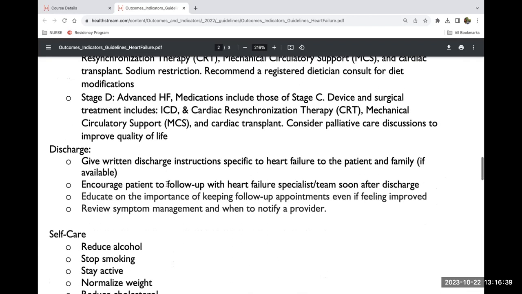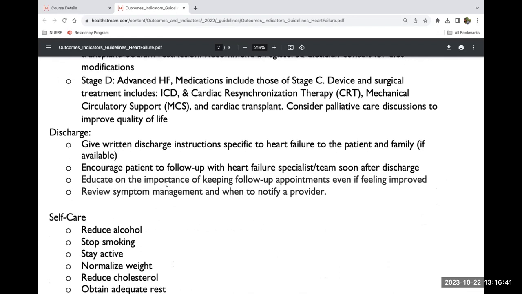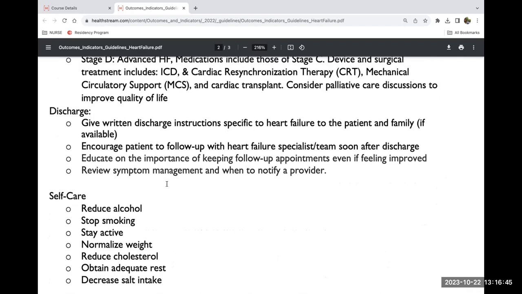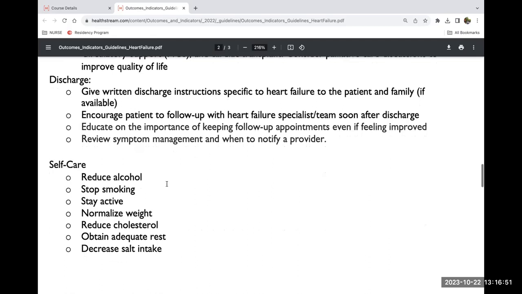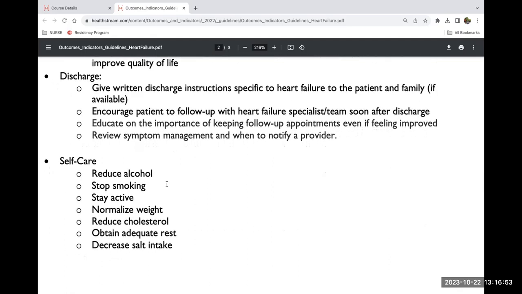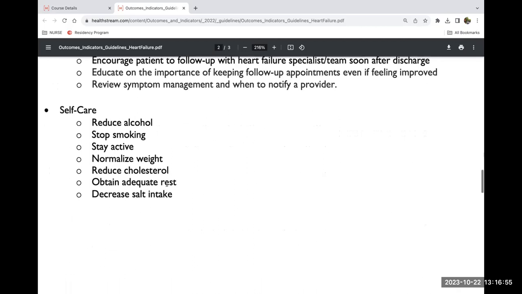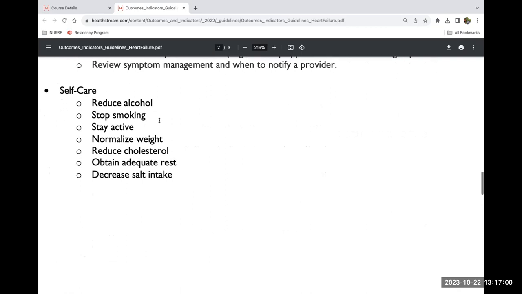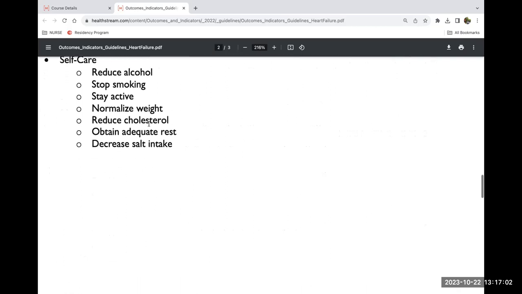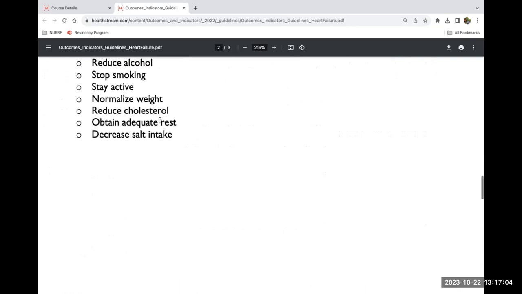Discharge: give written discharge instructions specific to heart failure to the patient and family if available. Encourage patient follow-up with the heart failure specialist team soon after discharge. Educate on the importance of keeping follow-up appointments even if feeling improved. Review symptom management and when to notify a provider. Reduce alcohol, stop smoking, stay active, normalize weight, reduce cholesterol, obtain adequate rest, decrease salt intake.